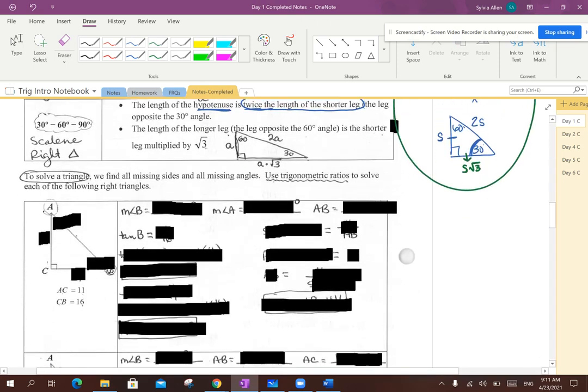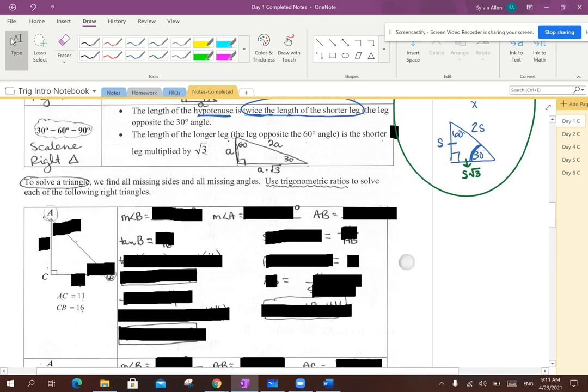If it involves other degree angles, we need a calculator. So let's take a look at this. If it says to solve a triangle, then that means we find all of the sides and all of the angles, all right? And we are going to use the trig ratios to find them. So let's take a look. It says AC is 11, so we're going to mark up our diagram, and CB is 16. So we always mark up what we don't know.